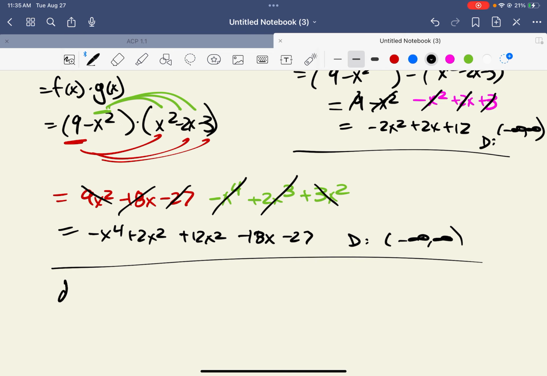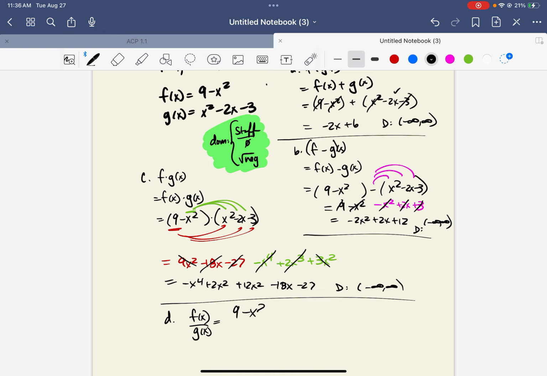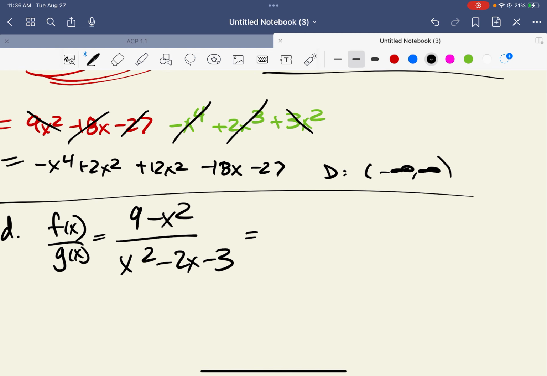D. So D is f of x divided by g of x. So it's going to be the whole function f, which again, in this case, we said was 9 minus x squared, divided by the whole function g, which is x squared minus 2x minus 3. So now, usually what we do is factor the entire top and bottom, but before we do that, I'm going to rewrite the top as x squared minus 9. But if I switch the order, if there's subtraction, I have to pop out a negative.